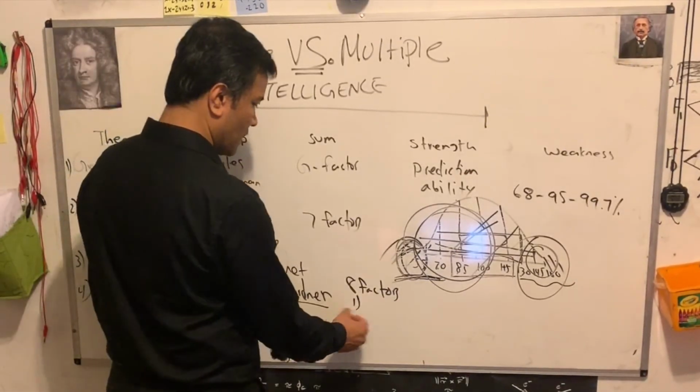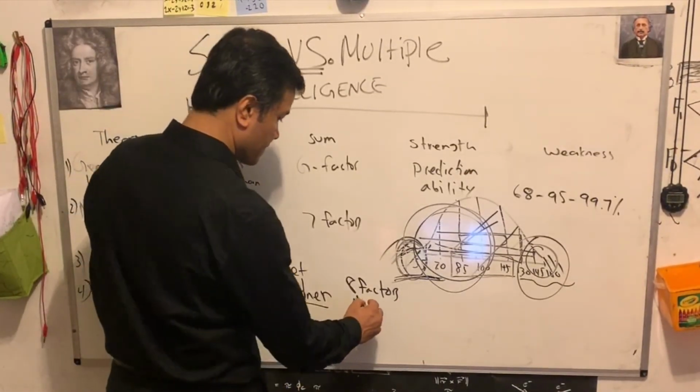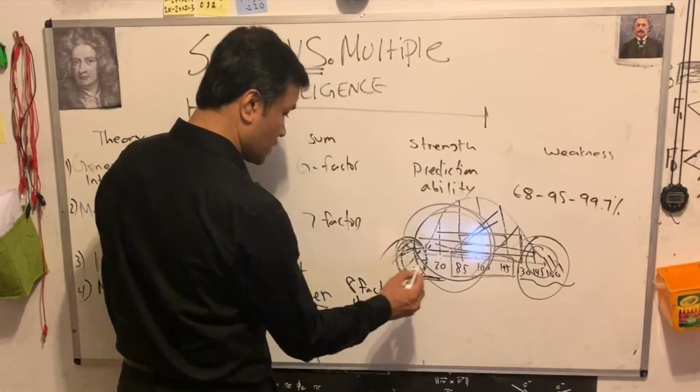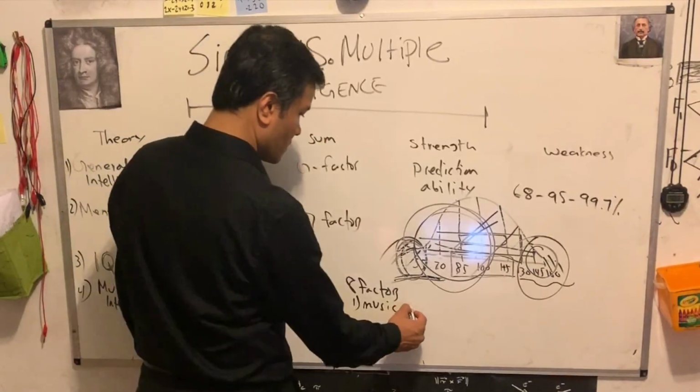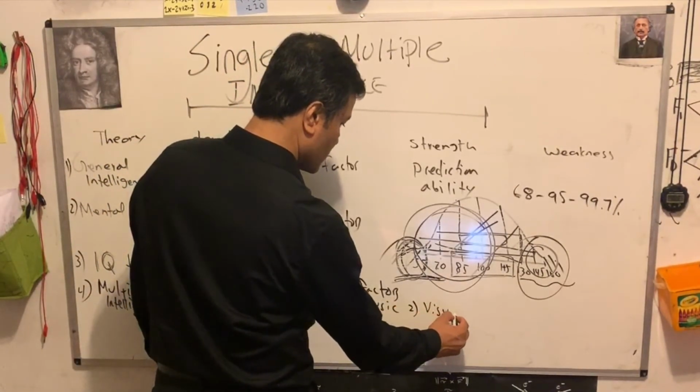So what are they? Number 1, music. So like songwriting, lyrics, songwriting like Mozart. Singing, of course, you're a genius. Number 2, visual, like a Picasso painting.